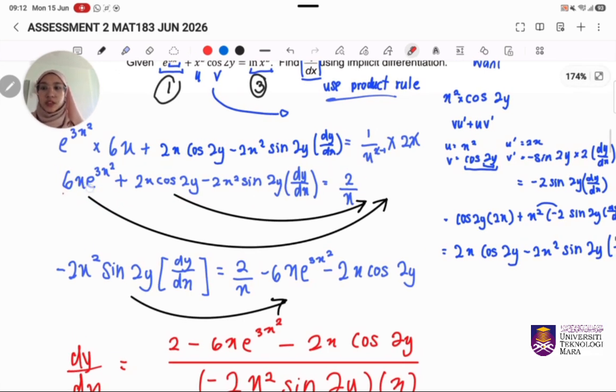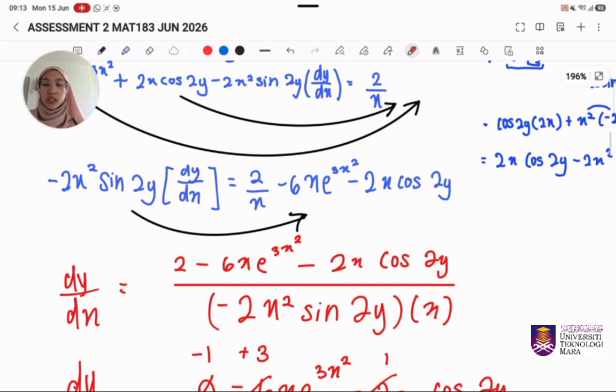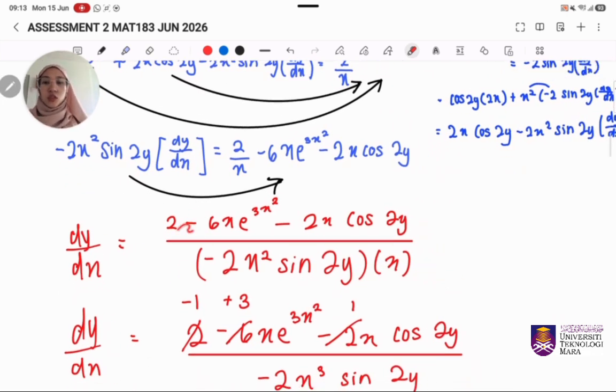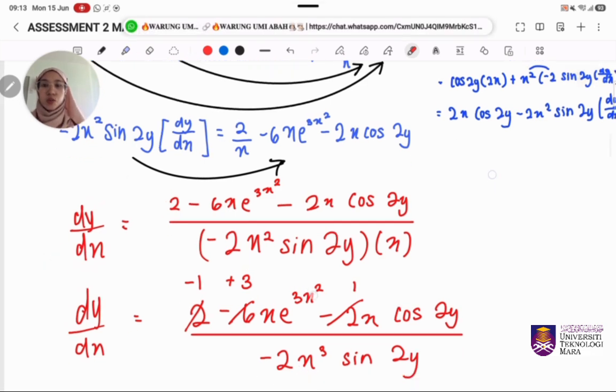So 6x exponent, this relationship is positive. When we move it to the back, it becomes negative. Same like this, positive moving to the back becomes negative. So that's why it becomes negative right here. And negative 2x squared sine 2y dy dx, the relationship between this is times. So times, when we move to the back, becomes divide, or over by. So the final arrangement is like this. We can arrange all this equation on the right side, and we just leave dy dx on the left side because we want to find it.